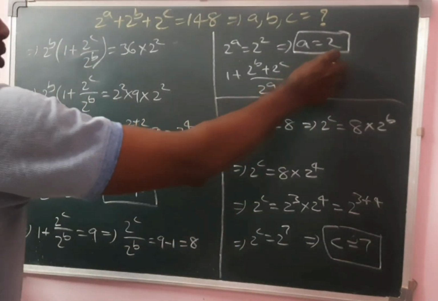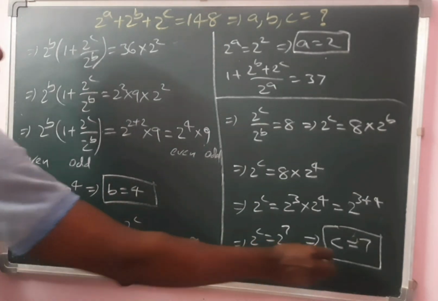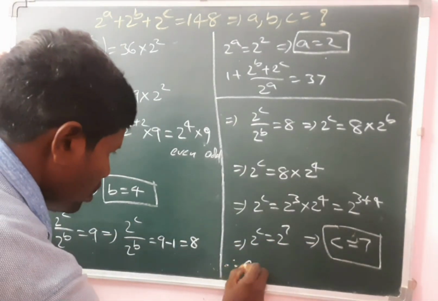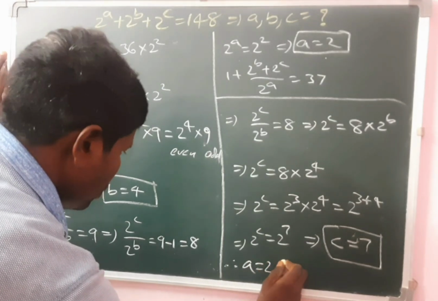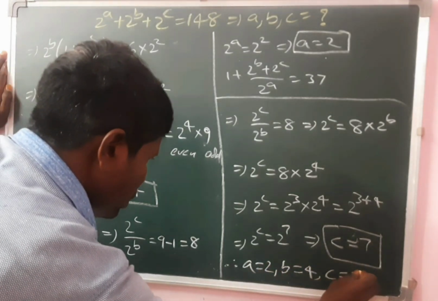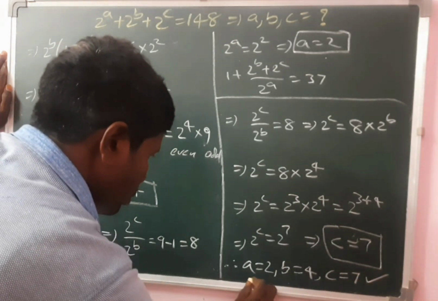So ఇక్కడ a is equals to 2, ఇక్కడ b is equals to 4, ఇక్కడ c is equals to 7. So therefore a is equals to 2, b is equals to 4, c is equals to 7. ఇది ఆన్సర్.